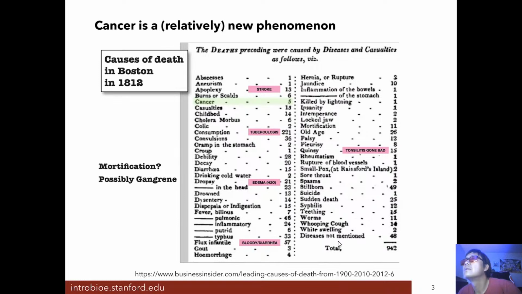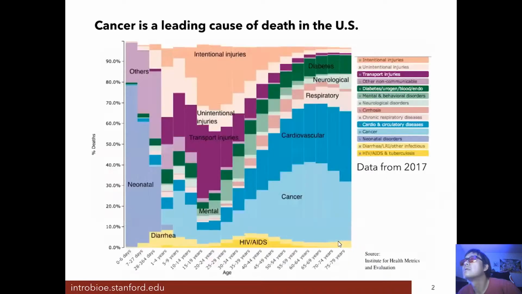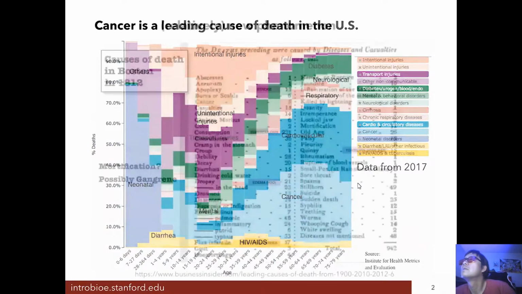And one of the reasons why people weren't dying of cancer is because of what was shown on the previous slide. You have to live to be a certain age in order to have your likelihood of cancer increase significantly. So that's part of it.